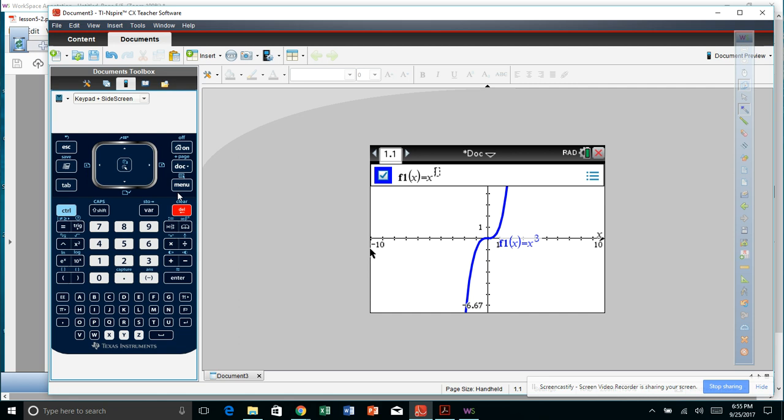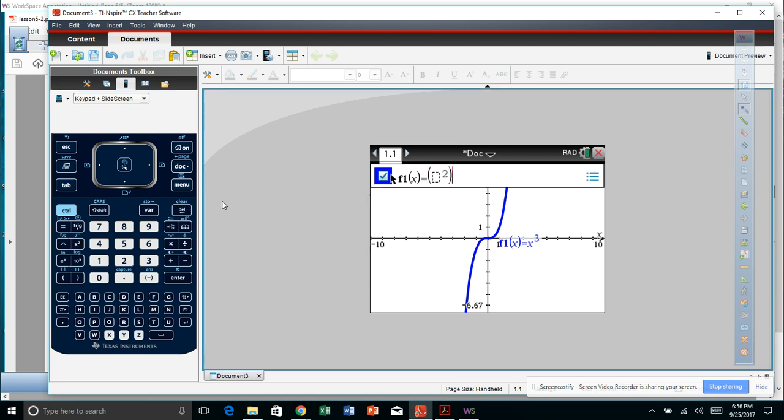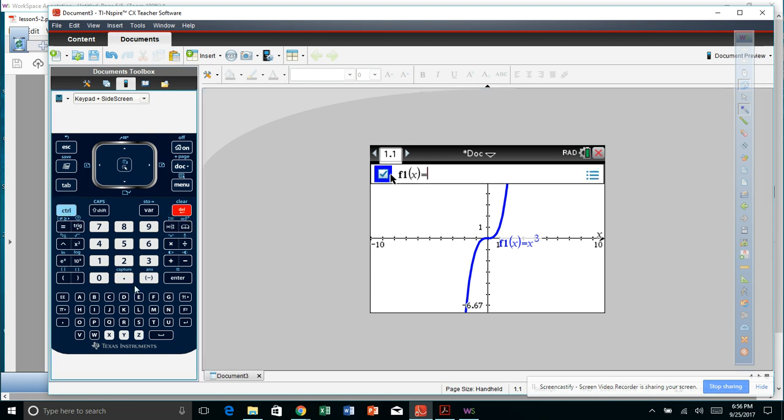All right, so let's try x squared times x minus 2. Let's see how that changes. Look at that. X squared times x minus 2.